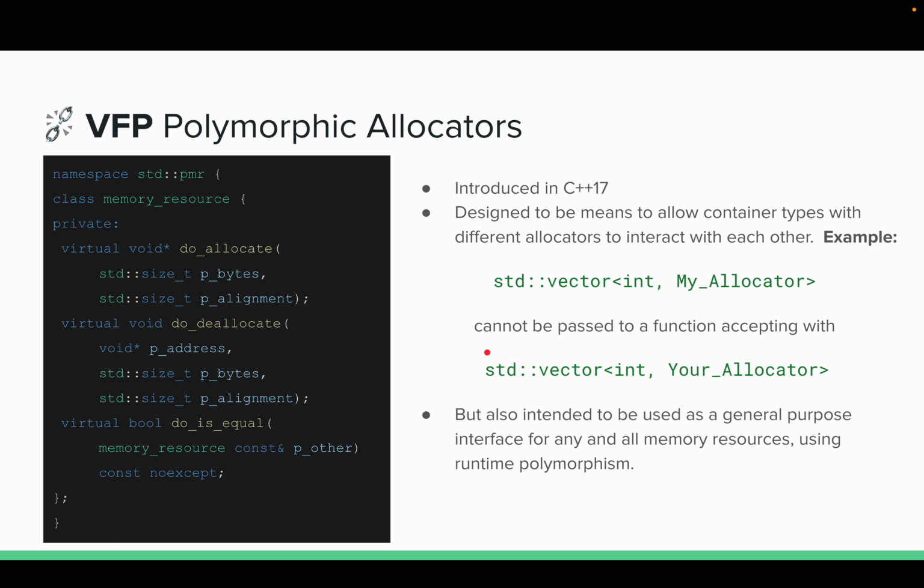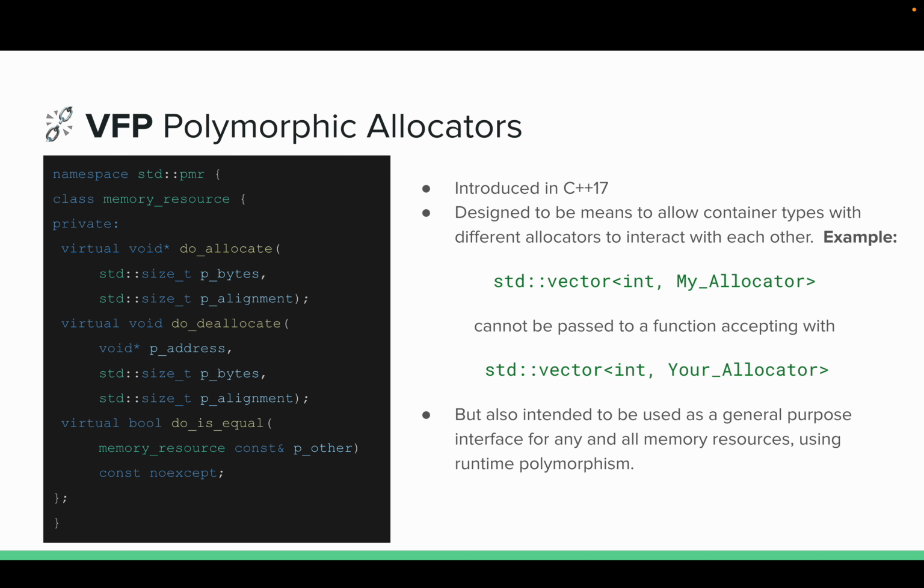Before we get into that, first I just want to make sure we're on the same page when it comes to what this interface is and what it involves. So in C++17, C++ introduced memory resources. They are basically ways to create allocators that use runtime polymorphism, or basically get dispatched at runtime. They are designed to be a means to allow a vector or a container of some sort to work with a different type of allocator.